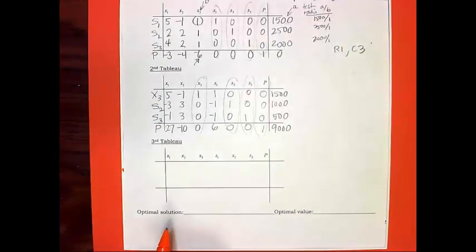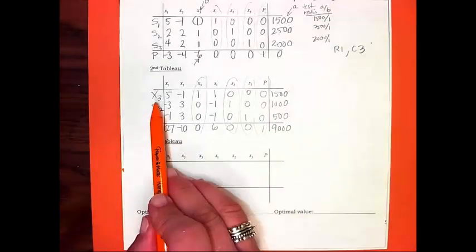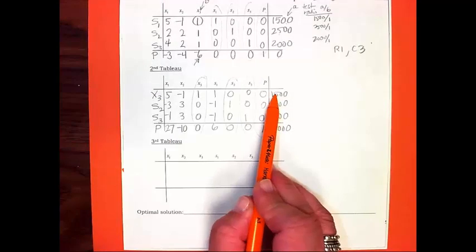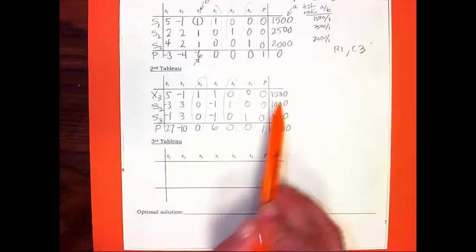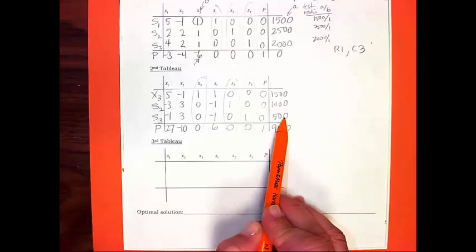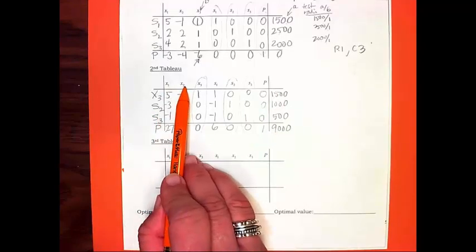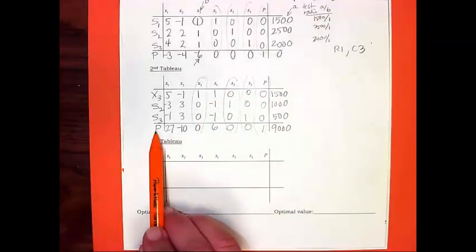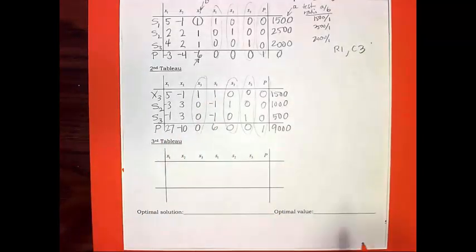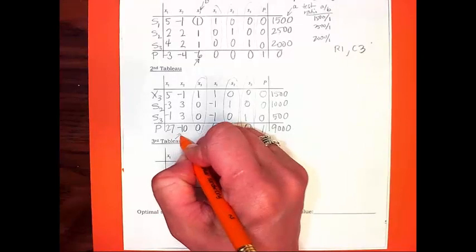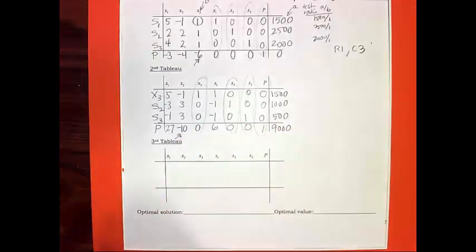So right now our basic solution is that X3 is equal to 1,500, S2 is 1,000, S3 is 500, and then the other variables not represented here, the X1, the X2, and the S1 are equal to 0, and P is equal to 9,000. But we still have a negative here in the bottom middle section, which means we're not done yet.